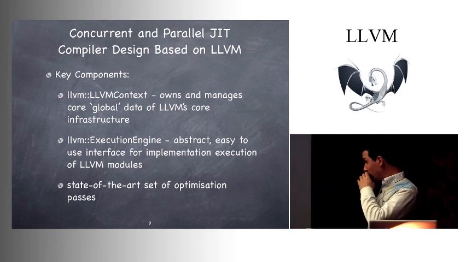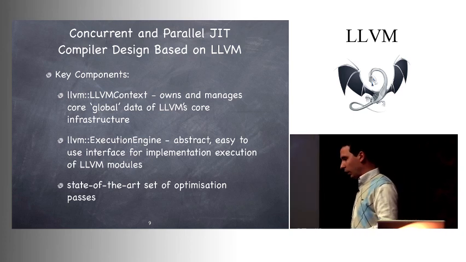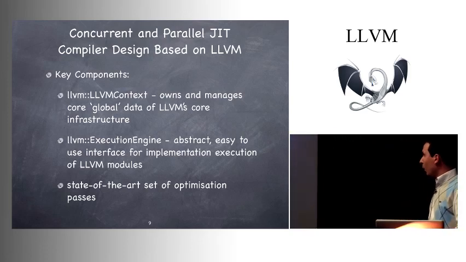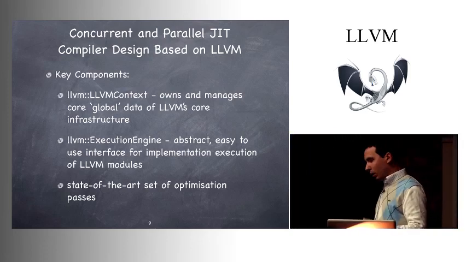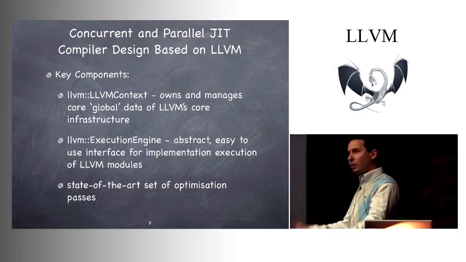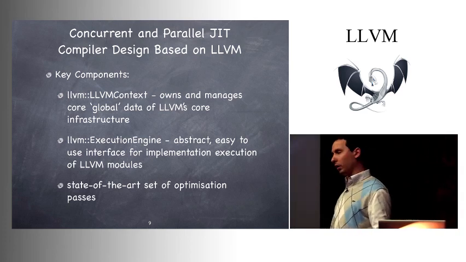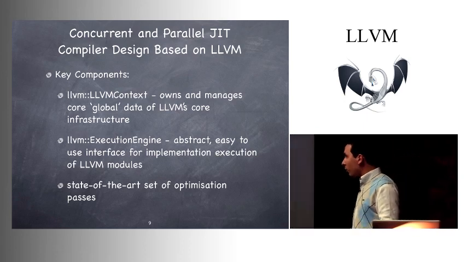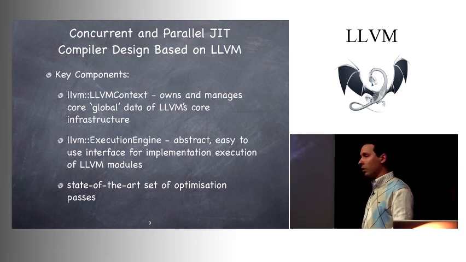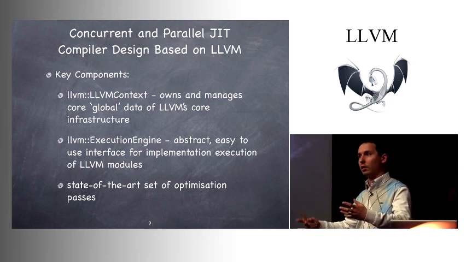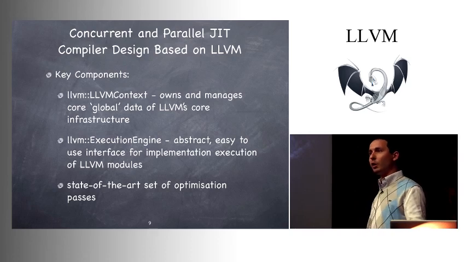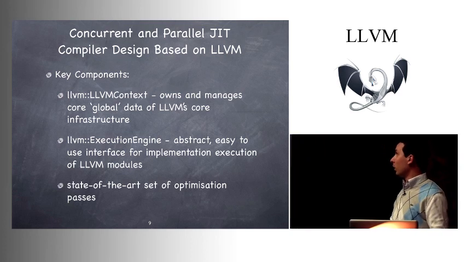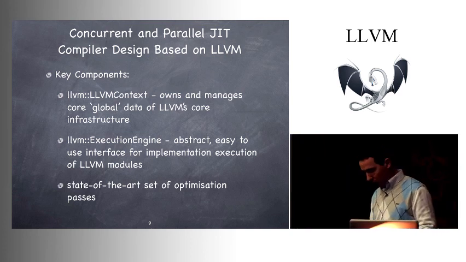And then there is, as Eli mentioned yesterday, the LLVM execution engine, which is another great abstraction to quickly instantiate an engine that can JIT code. I'll give you a short code snippet showing how easy it is to instantiate and use. And of course, LLVM comes with a set of state-of-the-art optimization passes that you can take and mix and match, or in theory, mix and match in any way you like. These are the key components that we use.